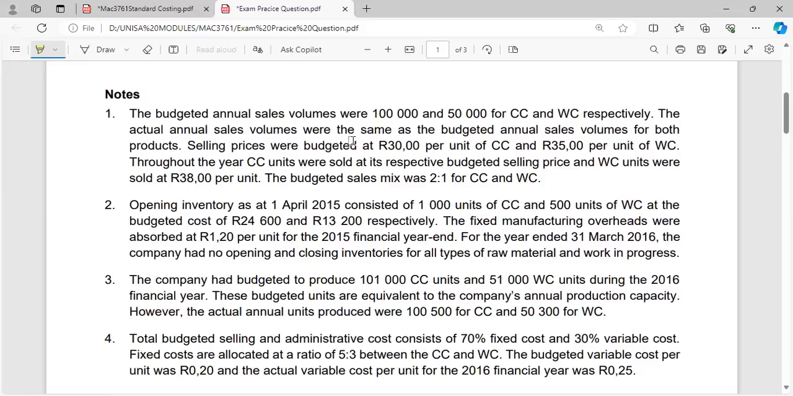When you come to your price variance, you can see here there is selling price. We budgeted at 30 per unit of CC and 35 per unit of WC. Throughout the year, CC units were sold at its budgeted selling price. WC units were not, so you get your variance for WC in terms of price from here, 38 against 35. So if you know your formula, you'll quickly pick the information from the scenario to use.